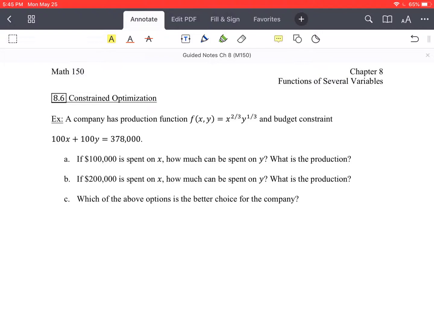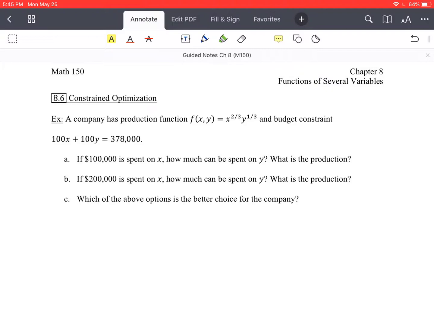For this section, we're going to be looking at the concept of maximizing and minimizing a function of several variables subject to a constraint, so some sort of restriction on those functions. When we're looking at practical application, the most common constraint that we deal with is a budget constraint. So this company is going to produce so much of each material, and how can they maximize their profits?